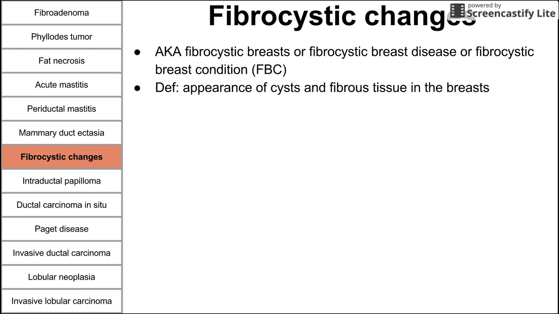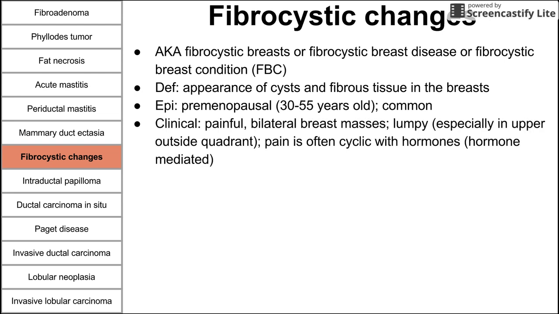This is an appearance of cysts and fibrous tissue in the breasts, just as the name implies, fibrocystic changes, fibrous tissue and cysts in the breasts. Epidemiology here is that this is premenopausal women, so 30 to 55 years old. It's a pretty common condition. This is also a painful condition clinically. There are bilateral breast masses. It usually happens in both. The breasts can be lumpy, especially in the upper outer quadrant, which is the region of the breast where you have the most tissue. The pain is often cyclic with hormones, so this is another hormone-mediated process.